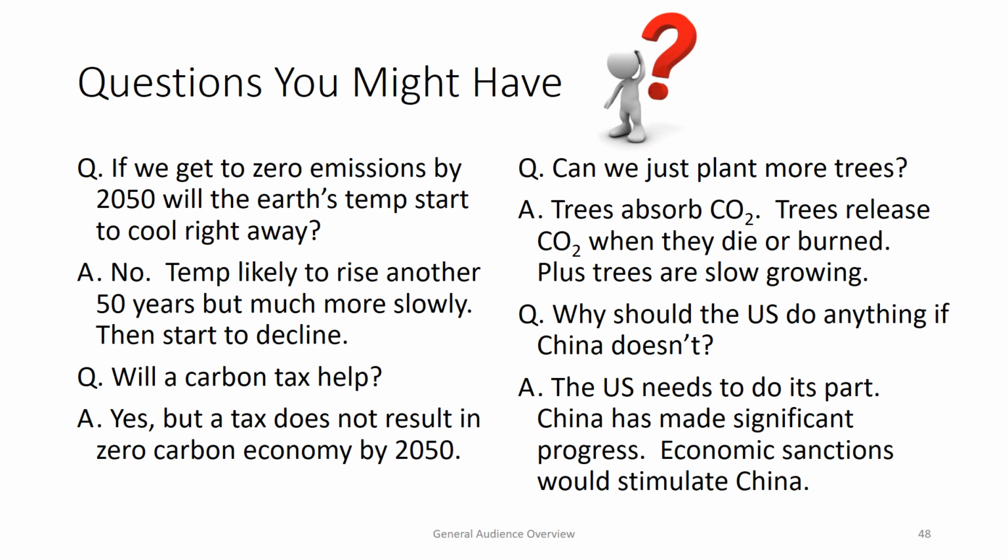Go back to that slide, how long does greenhouse gas last? And just take the CO2, and that's 100 years. So the temperature is likely to rise for the next 50 years, although much more slowly. And then it should start to decline. But if we don't reach zero by 2050, we keep pushing out when it's going to start to decline.